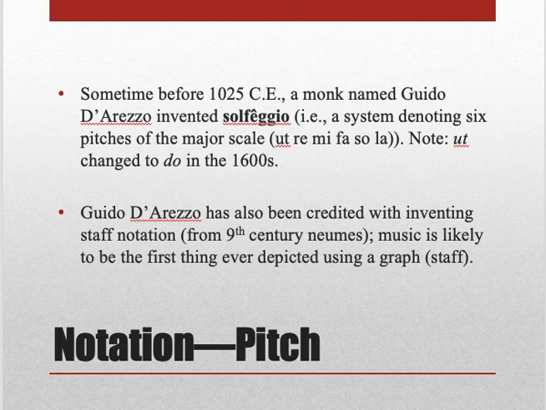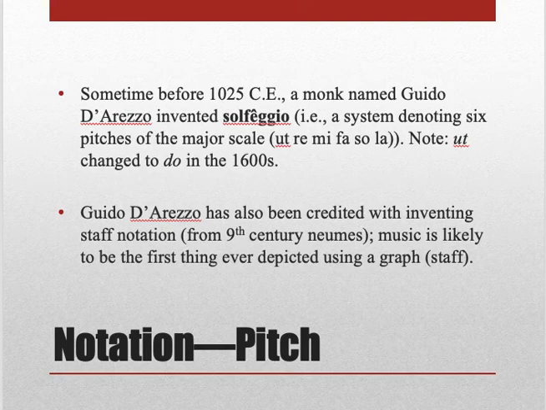Sometime before 1025 in the Common Era, a monk named Guido d'Arezzo invented a system called solfeggio. That system of solfeggio is a system that denotes the first six pitches of the major scale. You might be familiar with do, re, mi, fa, sol, la, sol, fa, mi, re, do. But back in Guido's time, those pitches were known as ut, re, mi, fa, sol, la, sol, fa, mi, re, ut. In about the 1600s, ut was changed to do. And that gave us the six pitches that we now know as the first six pitches of the major scale.